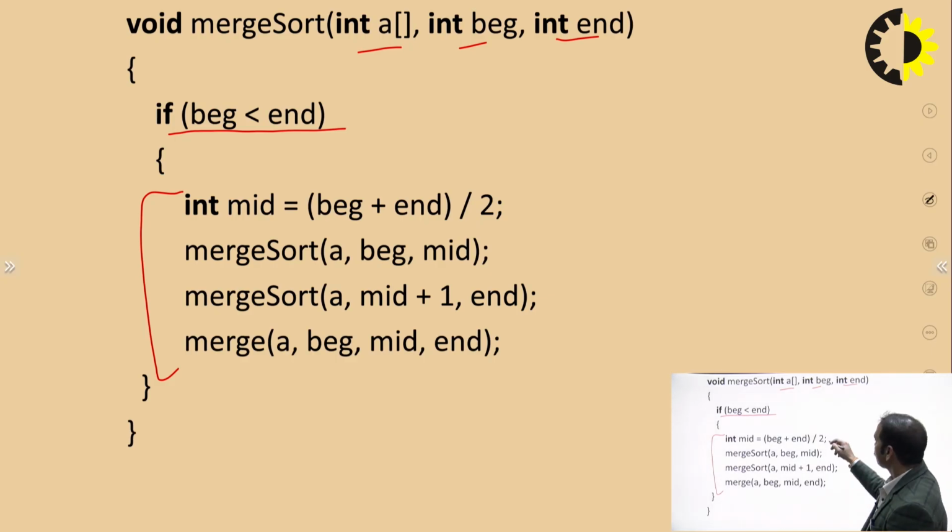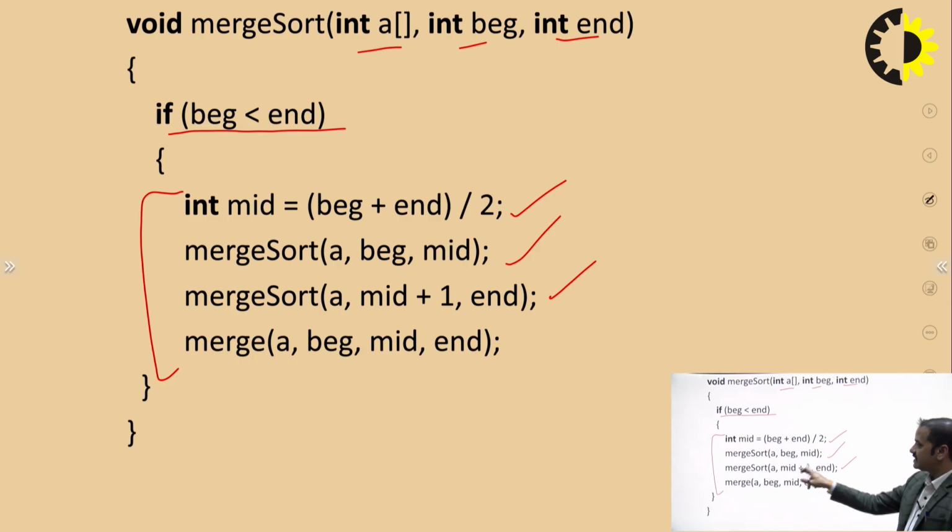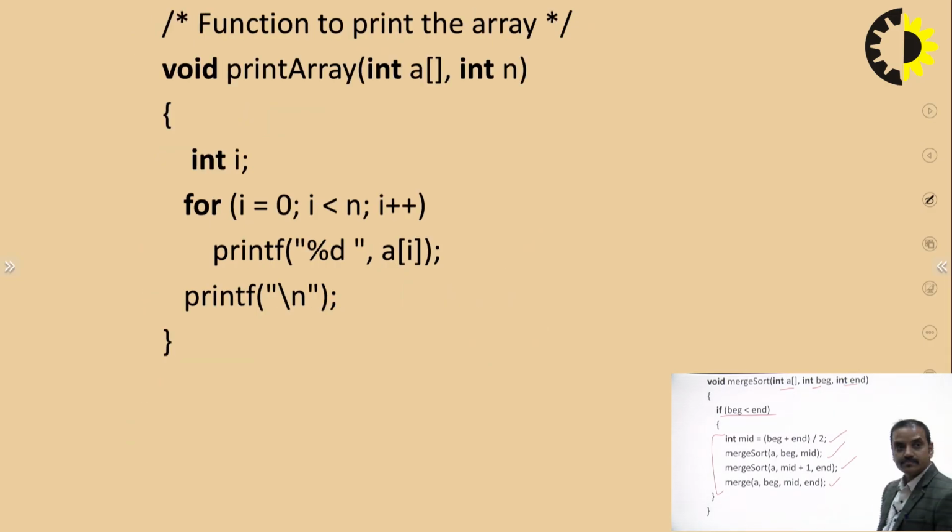Here we have to find the mid value: int mid equal to beginning plus end divided by 2. Here we call a function, that is merge sort. Here a second function we have to call for the second part. This is the first half, and this is the next part, merge sort a, mid plus 1 and end. This is the main merge sort algorithm which is called inside this merge sort algorithm.